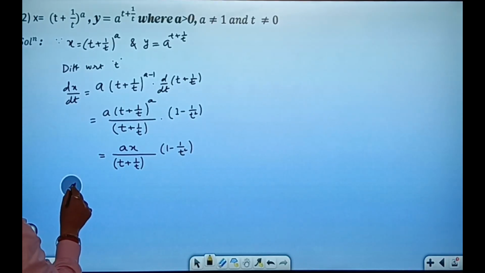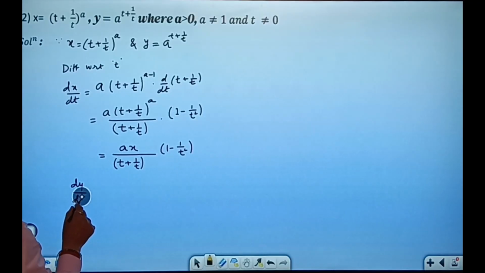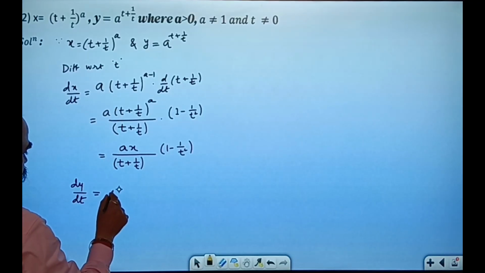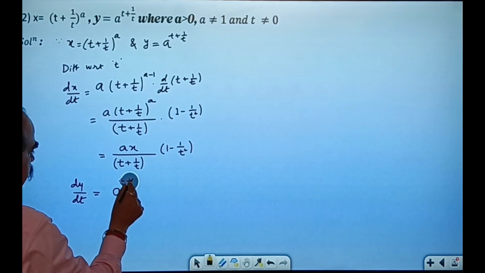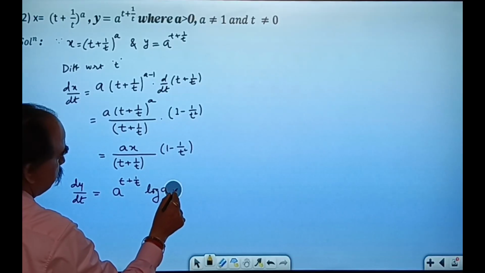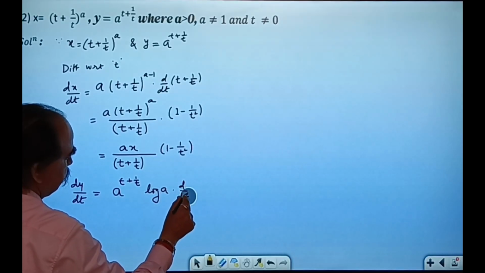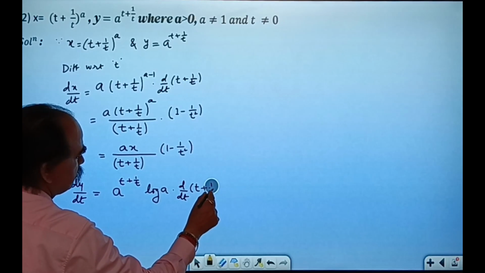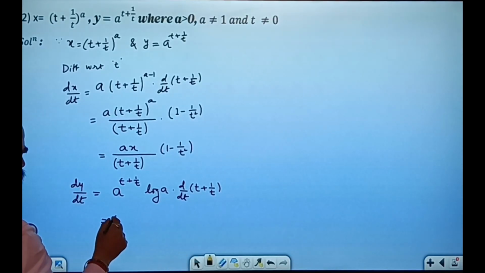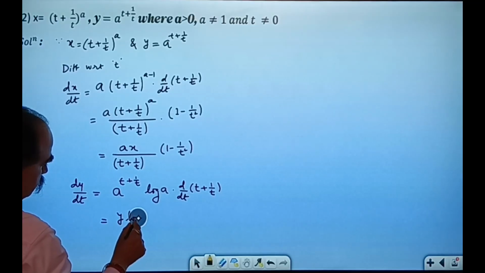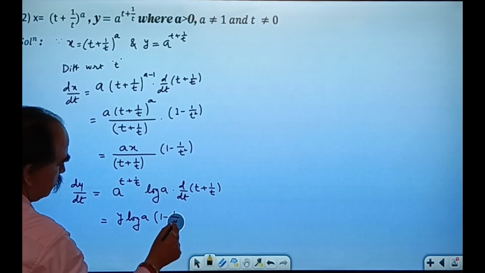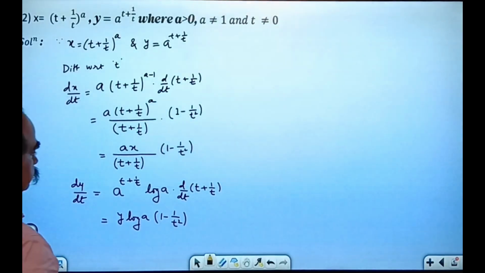And dy by dt is what? Derivative of a raised to (t plus 1 upon t): a raised to (t plus 1 upon t) log a into d by dt of (t plus 1 upon t). a raised to (t plus 1 upon t) is what? y. So y log a into (1 minus 1 upon t square).